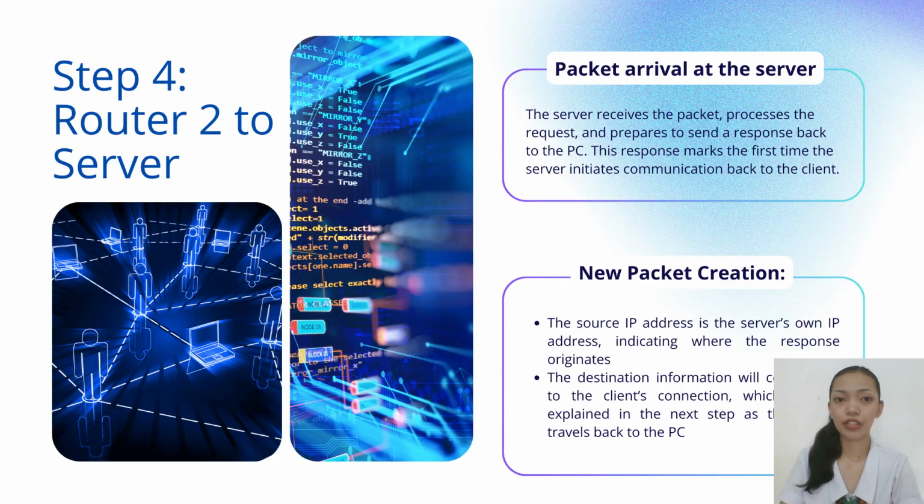Packet arrival: the server receives the packet, processes the request, and prepares to send a response back to the PC. This response marks the first time the server initiates communication back to the client. To do this, the server creates a new packet. In this packet, we have first the source IP address, which is the server's own IP address indicating where the response originates. And then the second one is the destination's information, which will correspond to the client's connection and will be explained in the next step as the packet travels back to the PC.